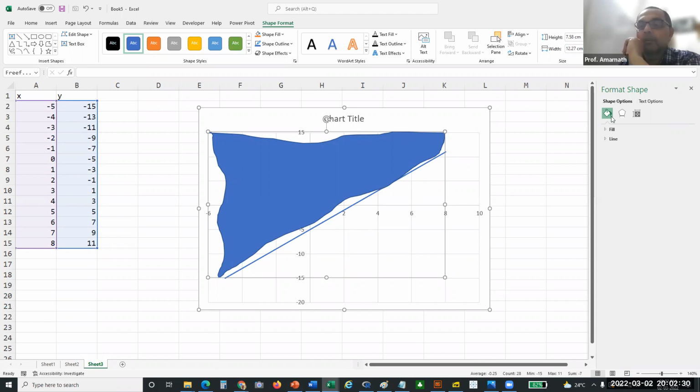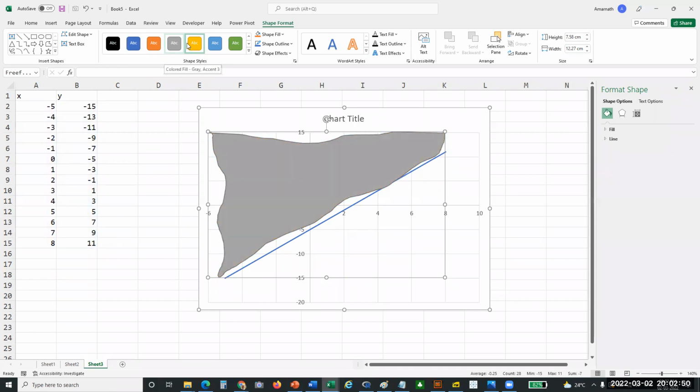Okay, now go to format shape and do what? You want to fill the color. You can change the color of the filling to any color that you want. You can also do it in the top bar where you see shape fill, right? Okay, let me do some fancy color. Okay. Yes. Yeah, Professor. Okay.